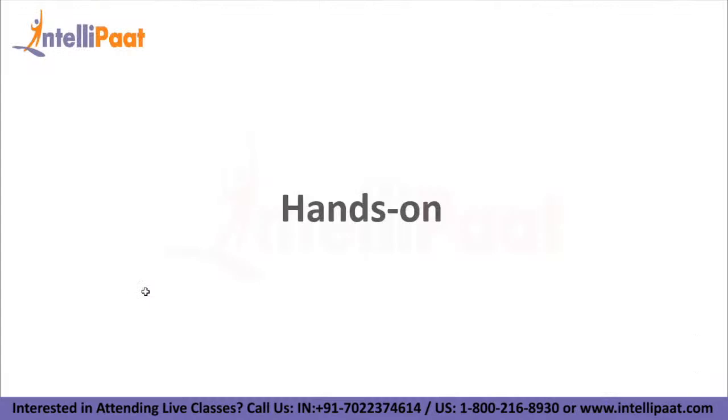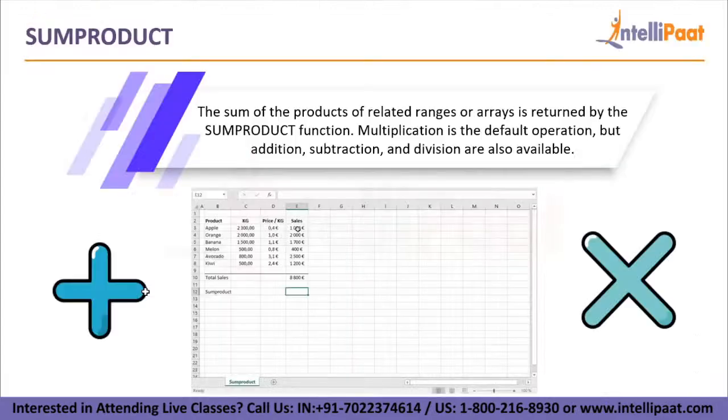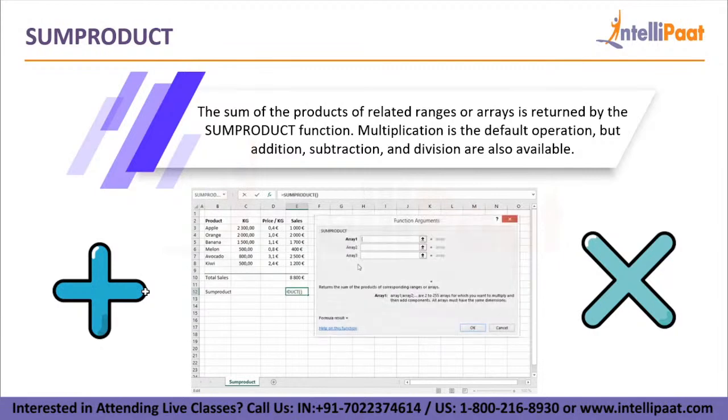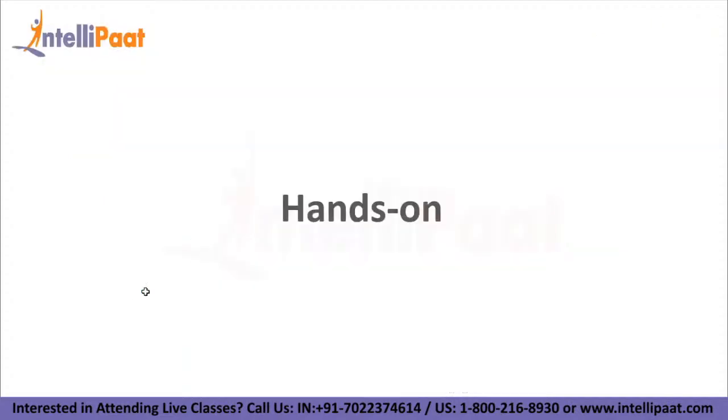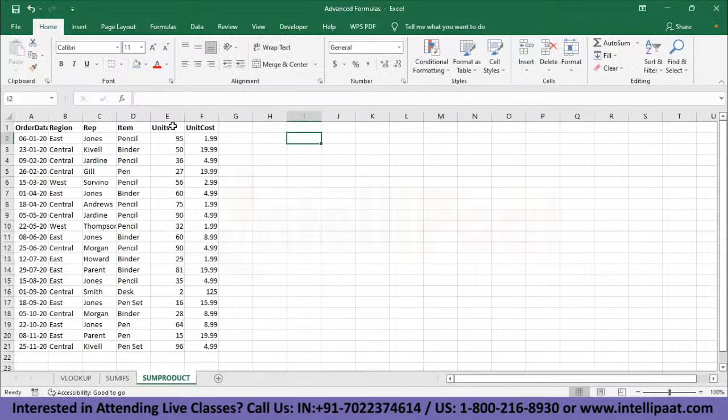So the hands-on of SUMIFS is done. We'll see SUMPRODUCT now. The sum of the product of related ranges or arrays is returned by the SUMPRODUCT function. Multiplication is the default operation, but addition, subtraction, and division are also available. Let's see how to do that. So I have this data set here, and I have the number of units sold and the unit cost. Let's say I want to find out the total sales made. So for that case, I will have to multiply the number of units with the unit cost for each of these items and then add them all.